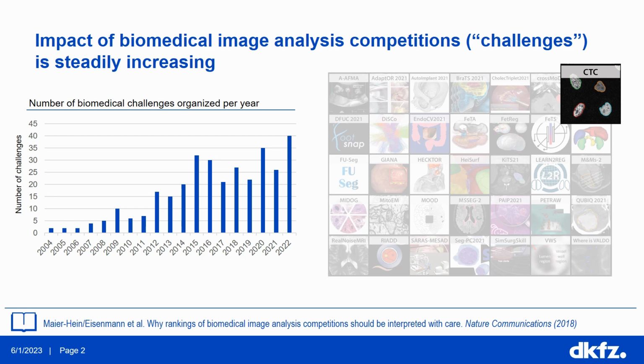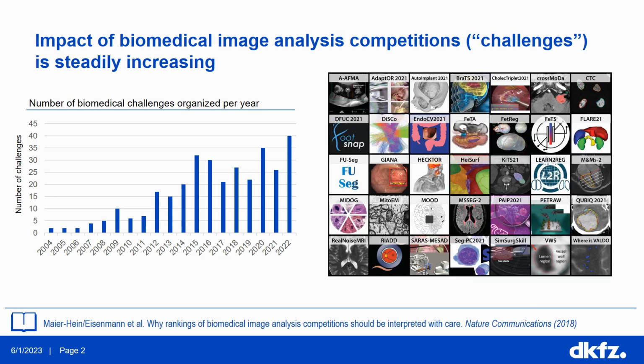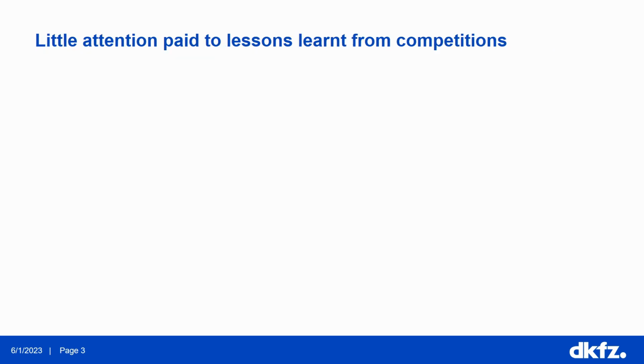The machine learning models used to solve these tasks have gotten more complex. Alongside this development, the scientific impact of challenges, for example measured in terms of citations, has increased substantially. Despite this impact, little effort has so far been put into investigating what can be learned from a challenge. The specific questions are manifold.